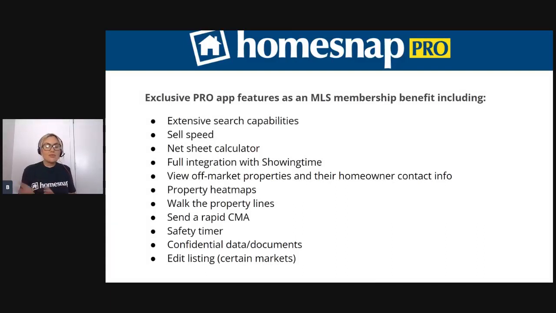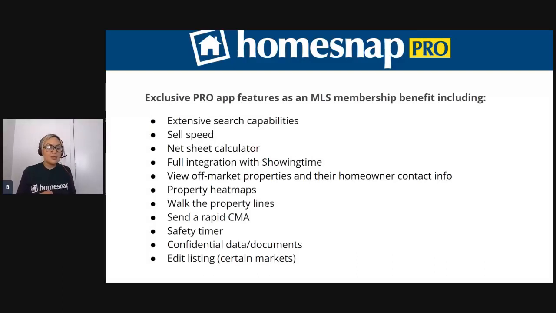Please feel free to type any questions in the question box as I'm going along. HomeSnap Pro is the exclusive Pro app features and toolkit that you get as an MLS membership benefit, due to our partnership with your MLS. Some of those features include extensive search capabilities and your sell speed feature. When you are looking at an off market property, you have the estimated listing price and you can determine how quickly that property will sell. There's also the net sheet calculator.